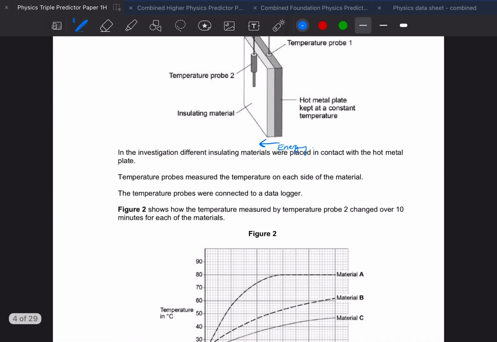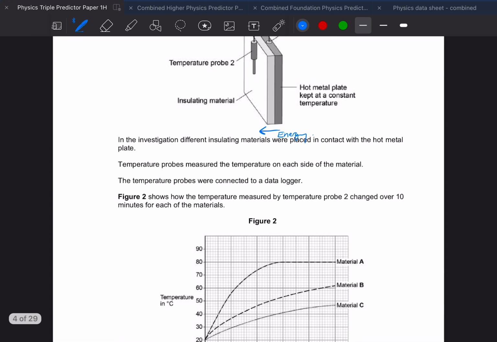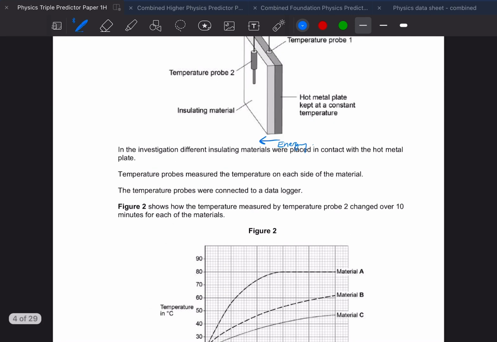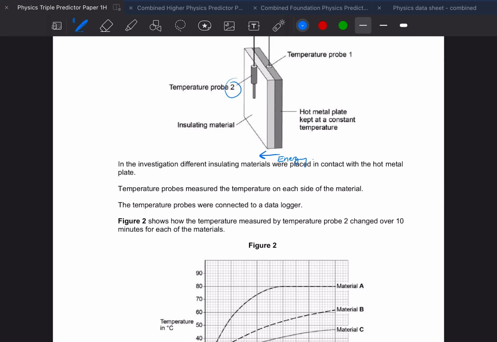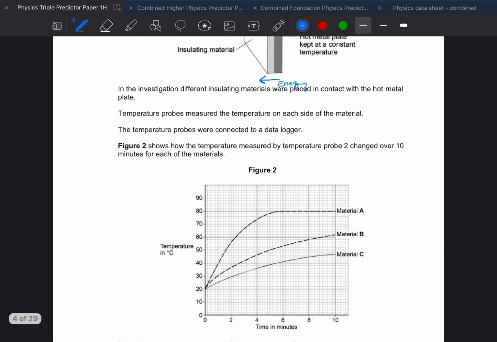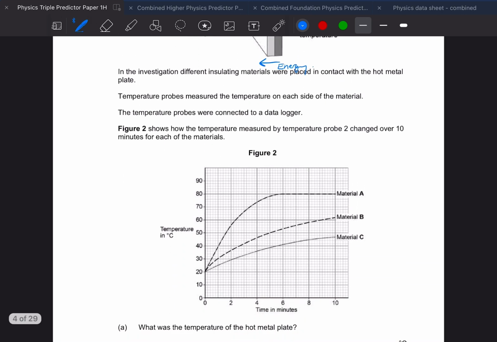So in the investigation, different insulating materials were placed in contact with the hot metal plate. The temperature probes measured the temperature on each side. The temperature probes were connected to a data logger. Figure 2 shows how the temperature measured by temperature probe 2, so this is going to be this one, the one on the opposite side than the hot metal plate, changed over 10 minutes for each of the materials.